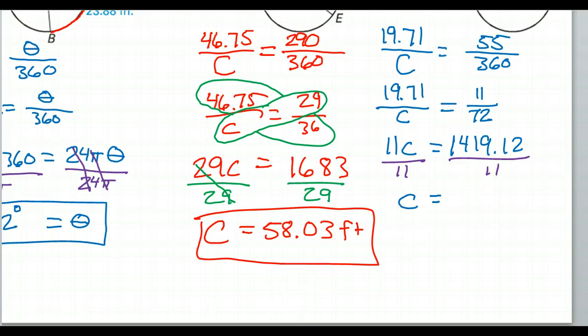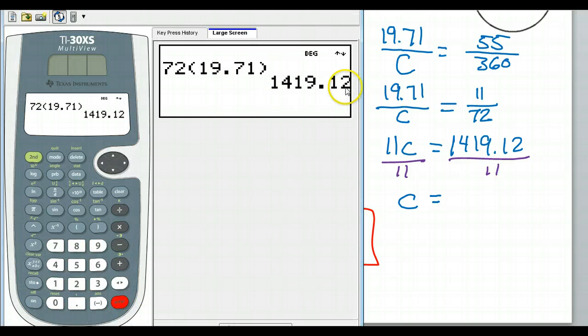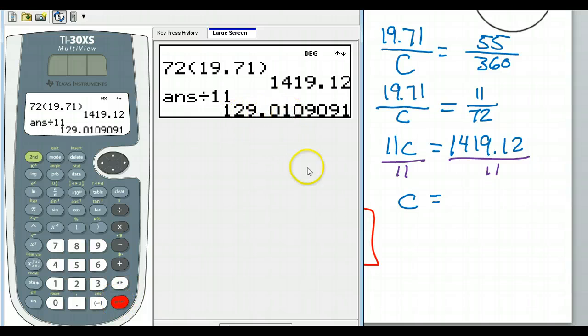Okay, so I'm going to go back to the calculator. The number's already there, so we can just hit divided by 11. Alright, it does it, so just trust me. So that is 129.01.